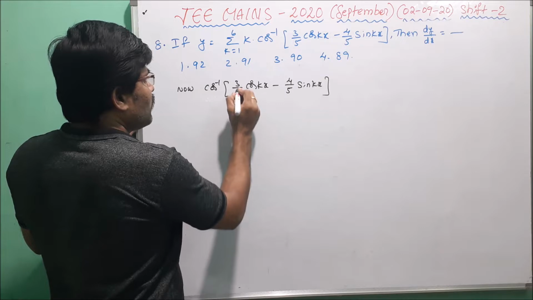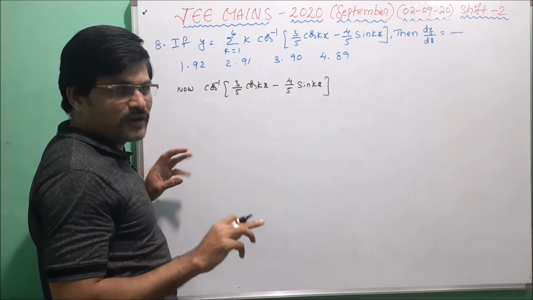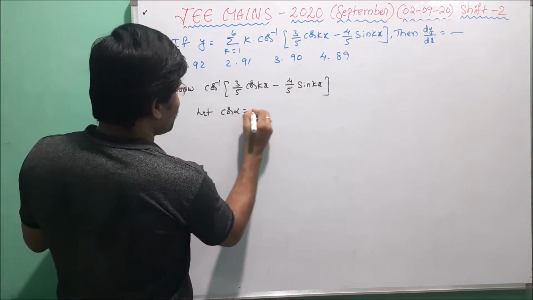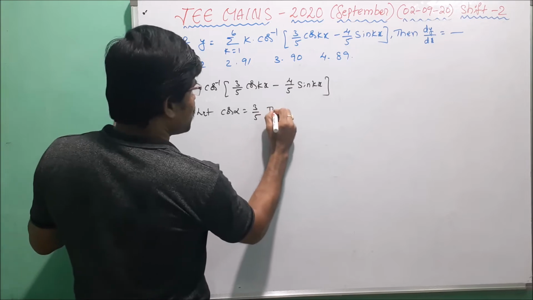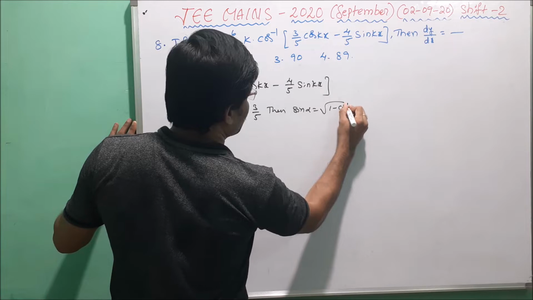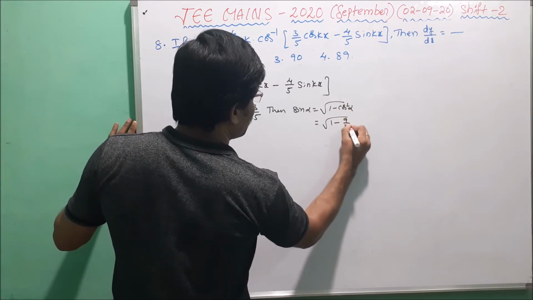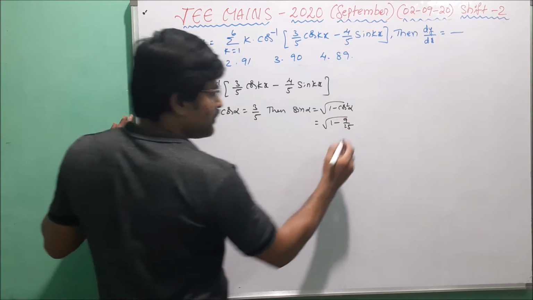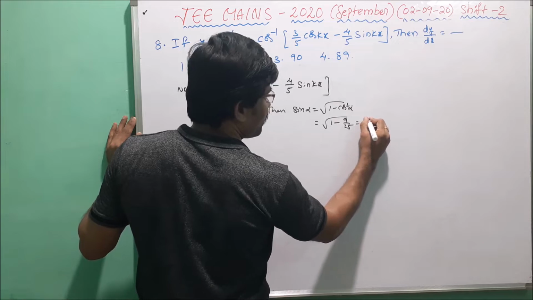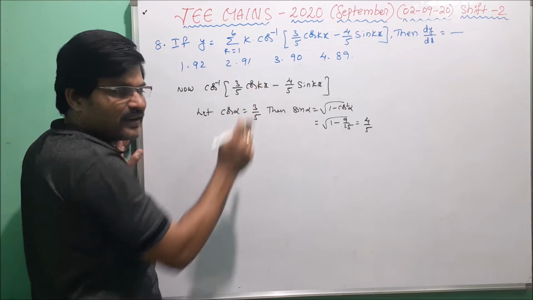In this, let us consider 3 by 5 equals cos alpha. We take the trigonometric ratio: let cos alpha equals 3 by 5. Then sin alpha equals square root of 1 minus cos square alpha, that equals square root of 1 minus 9 by 25. 25 minus 9 means 16 by 25, and the square root of 16 by 25 is 4 by 5. Already 4 by 5 is there in the second term.